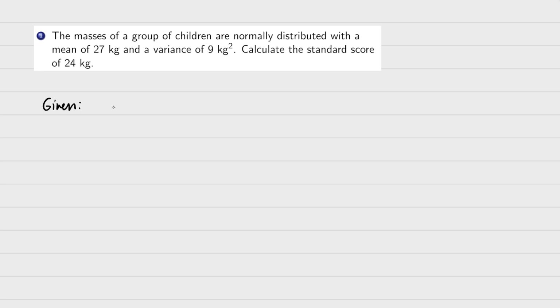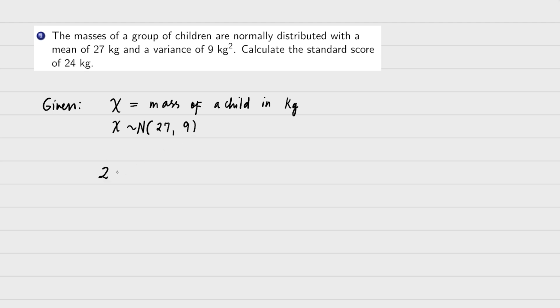In this case, your random variable x is actually the mass of a child in kilograms. Your random variable follows a normal distribution with a mean of 27 and a variance of 9. Masyadong ma-intimidate sa notation. Ibig sabihin lang nun, your random variable follows a normal distribution. And all we have to do is to convert, no?